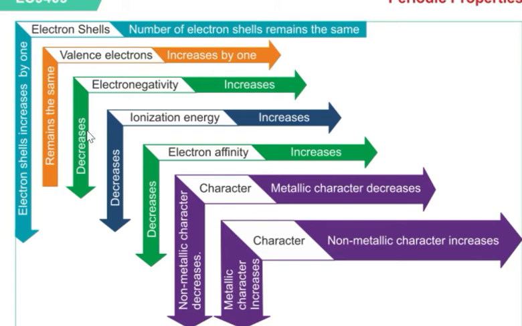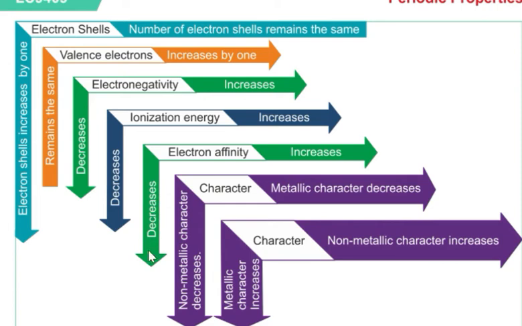Electronegativity is one of the properties of the elements, and we'll discuss the property later on, but first we'll see the trend. Across the period there is an increase in this property, and down the group there is a decrease. Then ionization energy also increases across the period and decreases down the group. Electron affinity is also increasing across the period, and decreasing down the group.